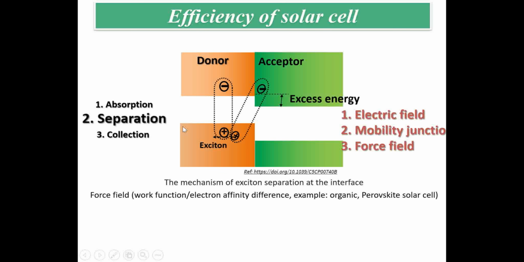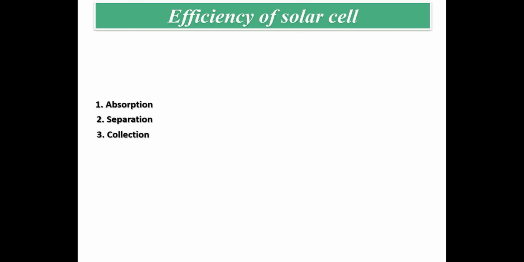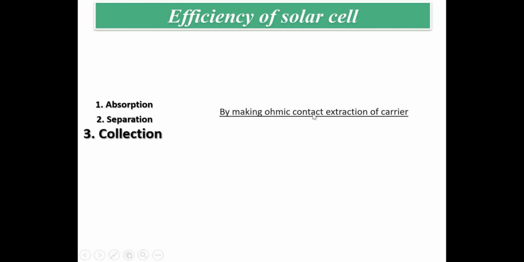Collection: after the separation, you need to collect the generated electron and hole. This can be done by having an ohmic or near-ohmic contact. We require ohmic contact for this collection to take place. This can be achieved by generating a highly doped region near the contacts. If it is a p-type semiconductor, you can have a p++ layer, or if it is an n-type semiconductor, you can have an n++ layer. So that particular contact region can be highly doped so that near-ohmic contact can be achieved.